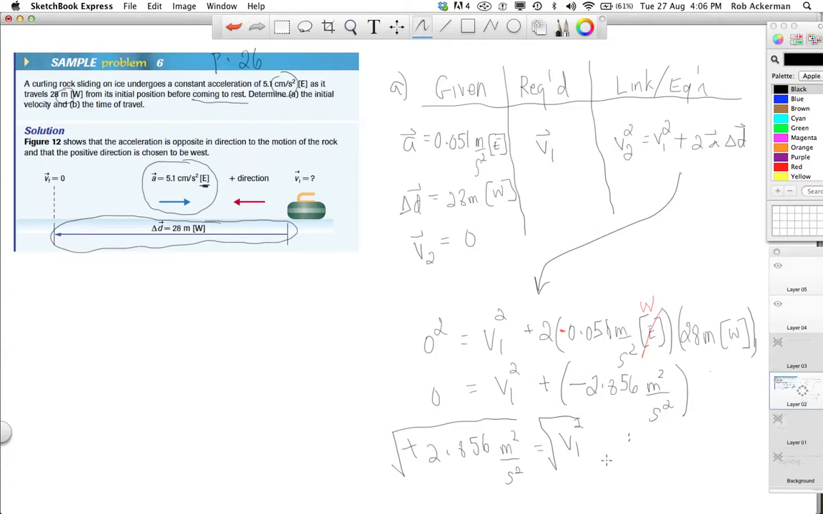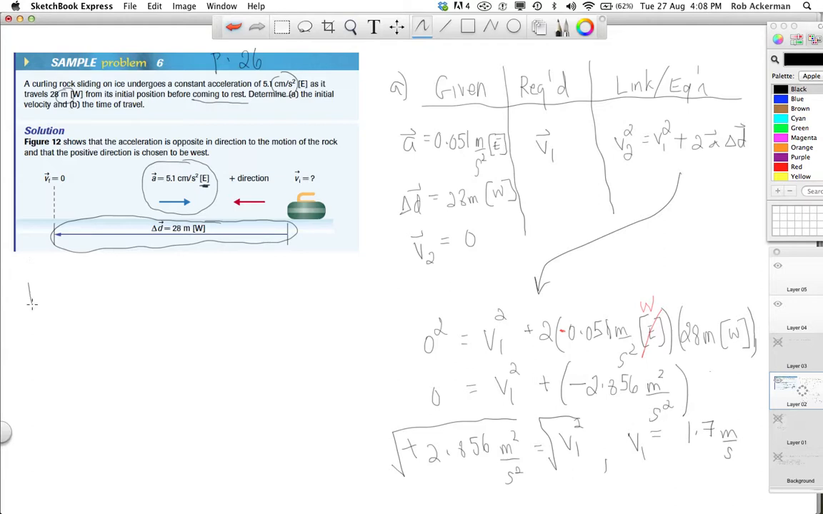Anyway, the rest of this comes out to some number. What's it going to be? I don't know, square root of 2.856. Calculator says 1.7 meters per second. So there you go. That's the initial speed. All right, so that's pretty straightforward there.